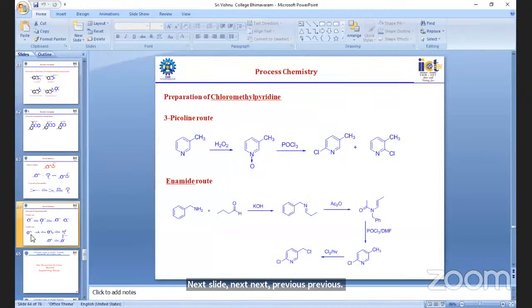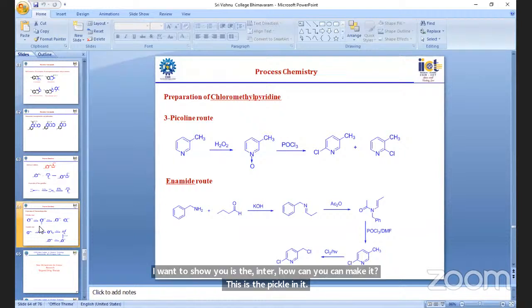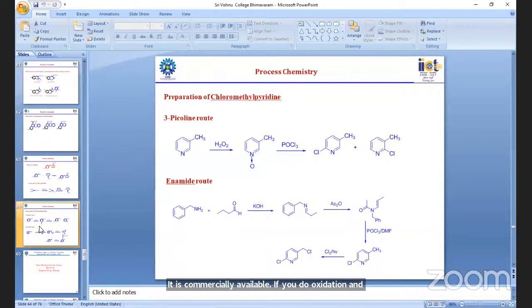Yeah, this is another intermediate. What I want to show you is the pyridine intermediate. How can you make it? This is the picolinate. It is commercially available. If you do oxidation, an N-oxide will come. If you treat with POCl3, you will get the 2 isomers, 2-chloro as well as 5-chloro.